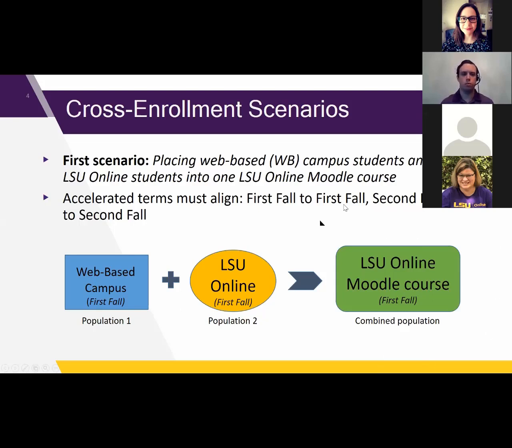And I'll show you in a few minutes what that looks like in the user list. You can tell the difference between your campus students and your LSU Online students. And we'll take a look at what that looks like. Does anyone have any questions about this scenario here?